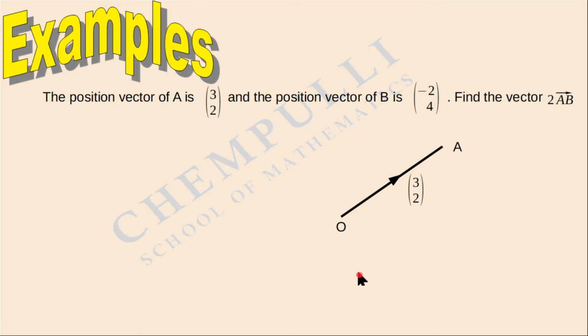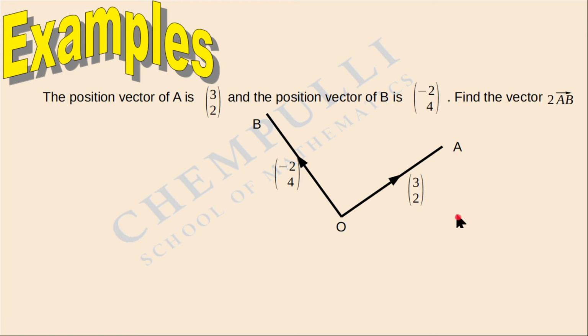Okay, then the vector we have to draw here is the position vector of B, that is OB. It looks like this, this is the point B. What is the position vector of B? (-2, 4). I marked it. These two parts are given here: the position vector of A, (3, 2), and the position vector of B, that is vector OB, (-2, 4). Okay, then find vector 2AB.